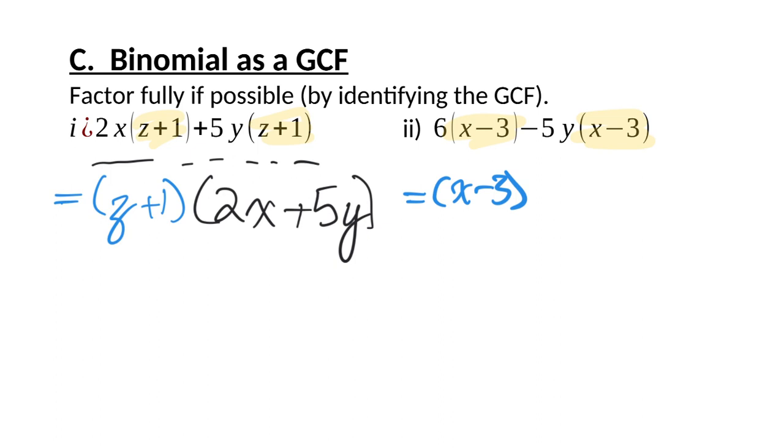Now that I've done that, I have to do the garbage collection. I have to say, if I pulled off x minus 3 from this first block, what am I left with?